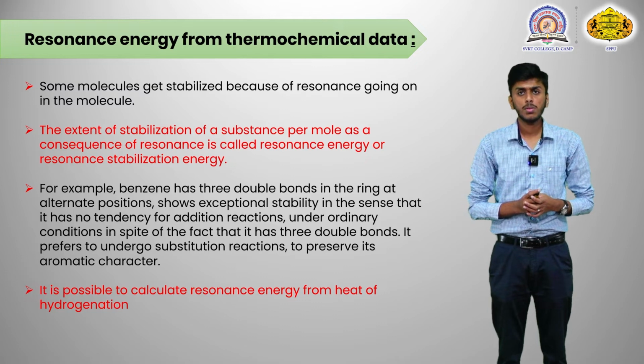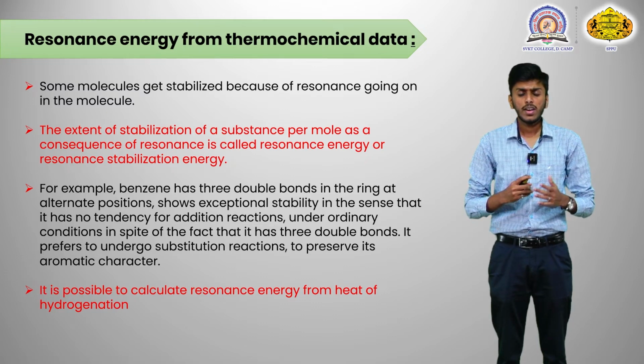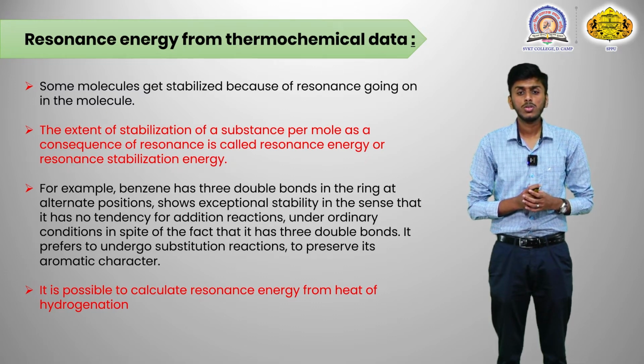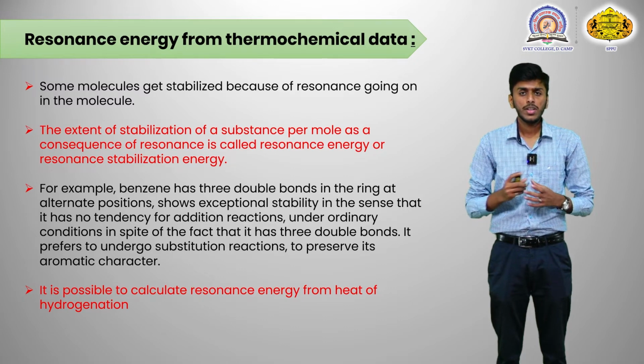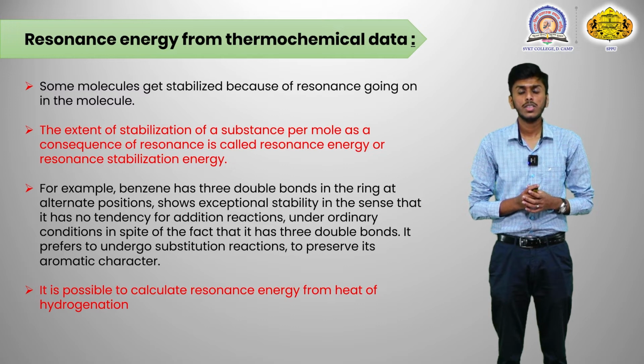Benzene has 3 double bonds at alternate positions, which shows high stability, so that it doesn't undergo addition reactions under ordinary conditions. It prefers a substitution reaction instead, to preserve its aromatic character. It is possible to calculate the resonance energy from the heat of hydrogenation.